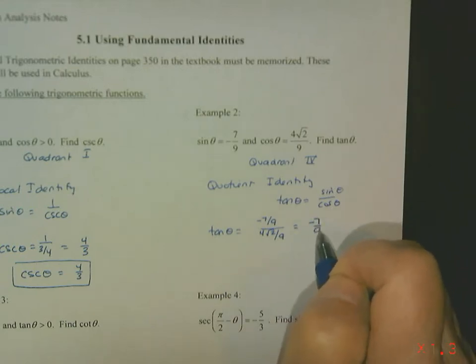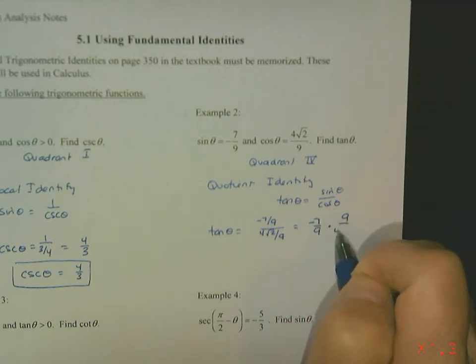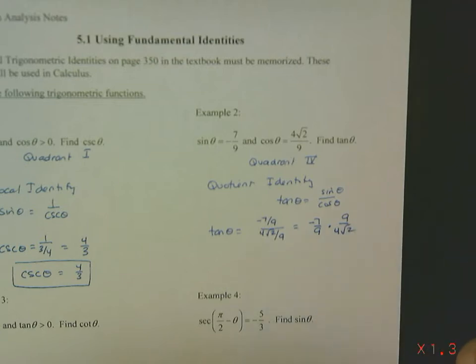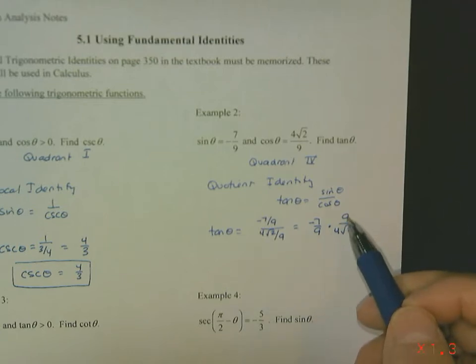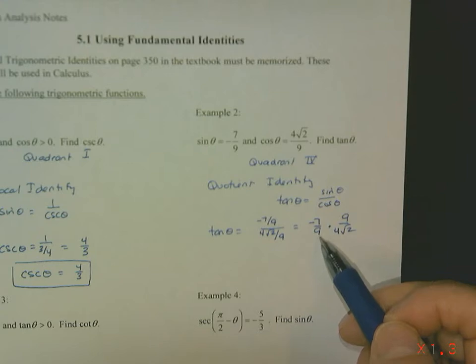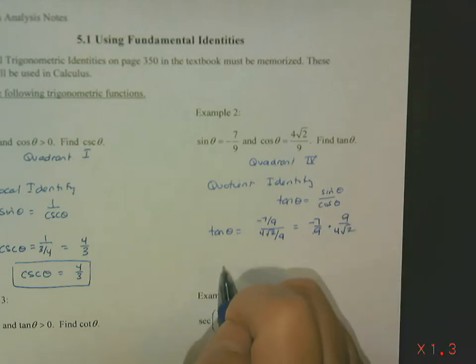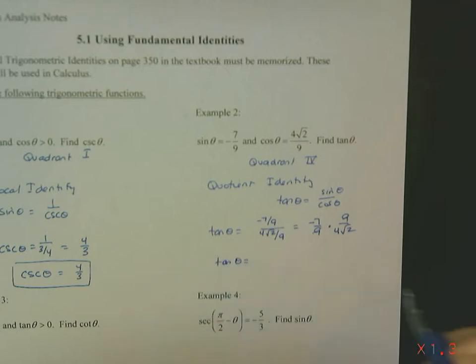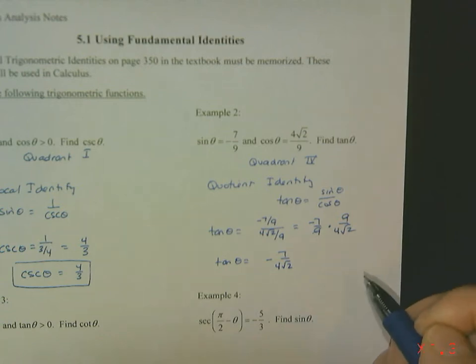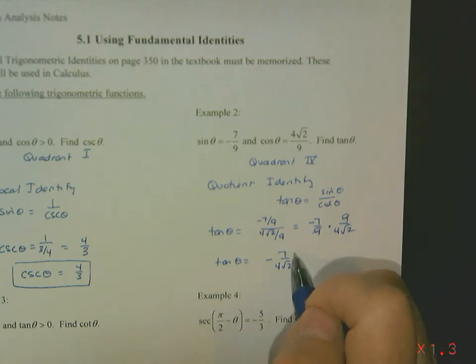So I have negative 7 over 9 times 9 over 4 square roots of 2. If I were to multiply this out, I'd have a 9 in the numerator and the 9 in the denominator. And I know that's equal to 1. So right away, I'm just going to go ahead and get rid of the 9's. And I have tangent theta is equal to negative 7 over 4 square roots of 2. I'm going to rationalize the denominator.